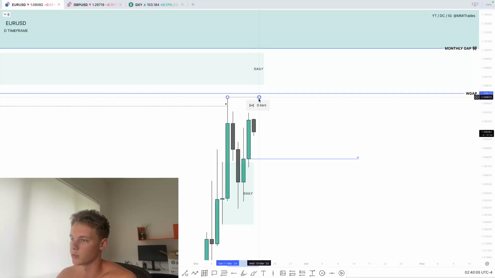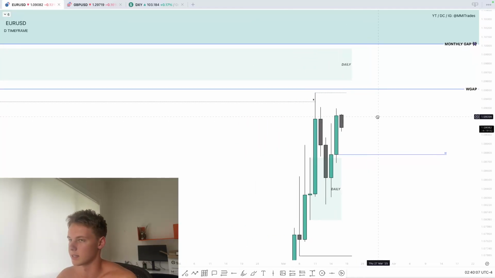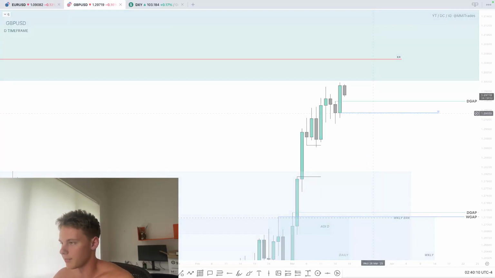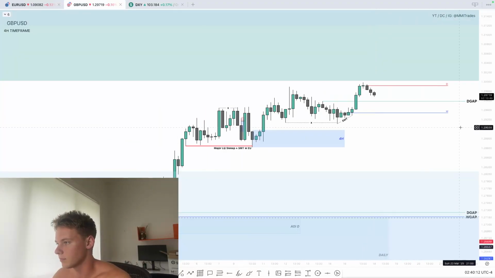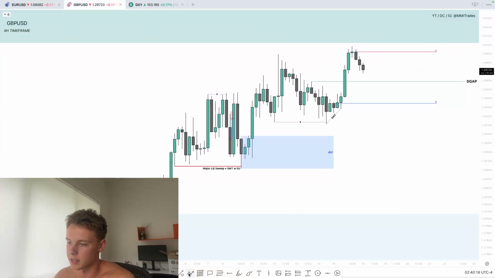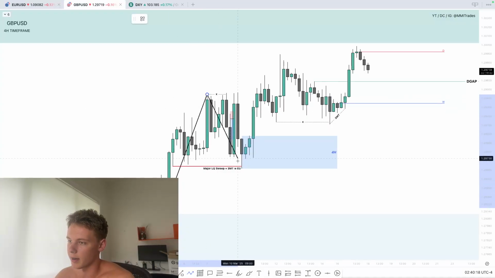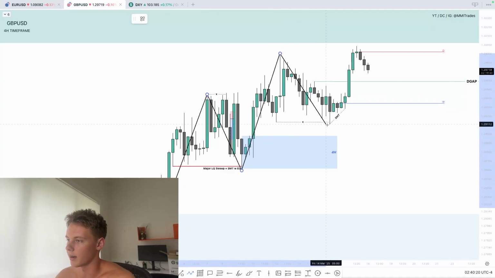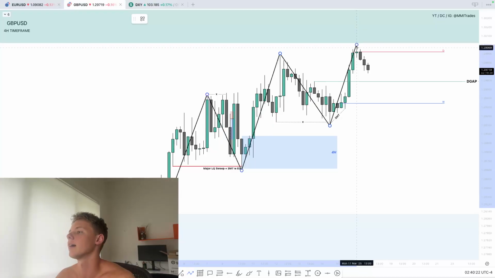This one is currently not swept the previous weekly high right here, as you can see. Let's drop down to the 4-hour time frame. So in the 4-hour time frame, what price has done, again, just really basic market structure: higher high, higher low, higher high, higher low, higher high.